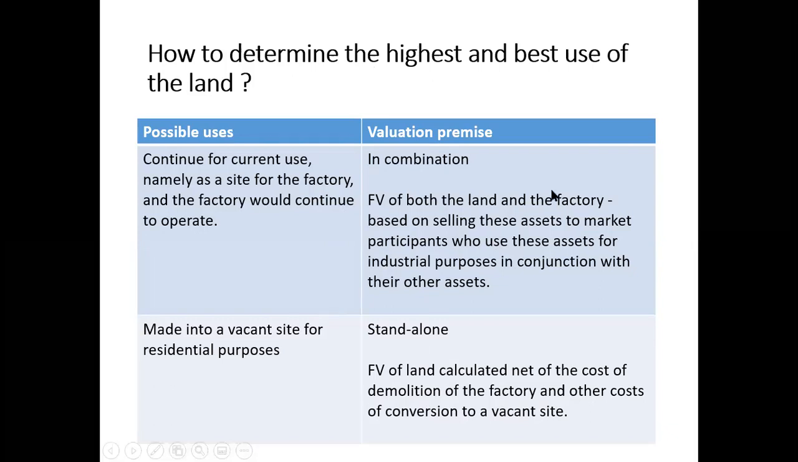Okay, in combination, yeah. What happens if the company is using the land for its best use currently? Yes, that's totally fine. Let's say that out of these two uses, the current use is the best use. That is perfectly fine. So the current use has become the highest and best use, which is the site for the factory. In that case, you need to take this particular valuation. Out of this, which gives you the highest value for the land is what you must take.